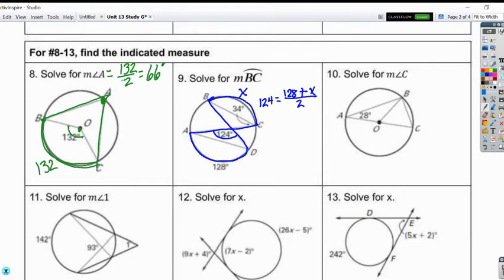So you got to do some algebra here. We're going to multiply both sides of the equation by 2 so that we can clear out the fraction. Numerator and denominator simplifies to a 1. And then 124 times 2 puts us at 248 equals our 128 plus x. So subtracting that constant from both sides, you're talking about this arc of x as 120 degrees.